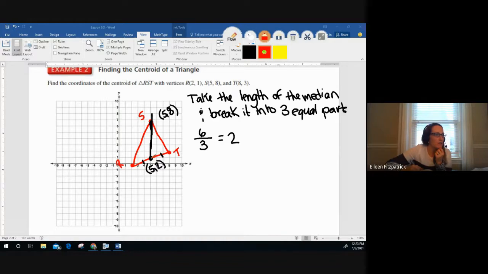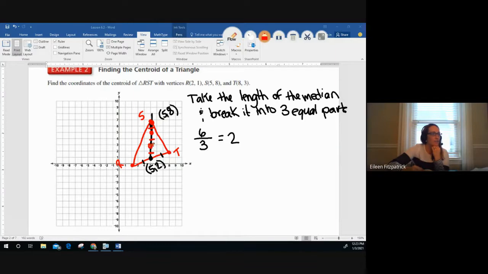Every 2 units, I'm going to put a little dot. 1, 2, here's a dot. 1, 2, here's a dot. Here's a point, and then 1, 2, we're back at the vertex. So remember, I just broke this segment into 3 equal parts. This segment is congruent to this segment, which is congruent to this segment. 1/3, 1/3, 1/3. And the centroid is 2/3 away from S. So if this is 1/3 away, 2/3 would be this point here.